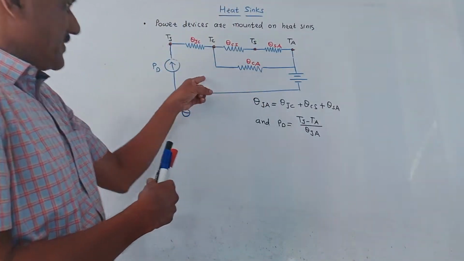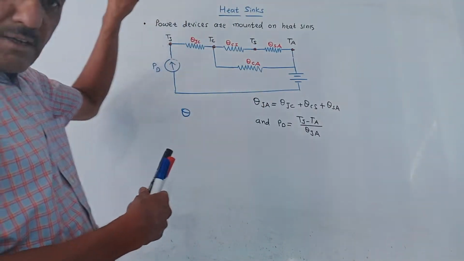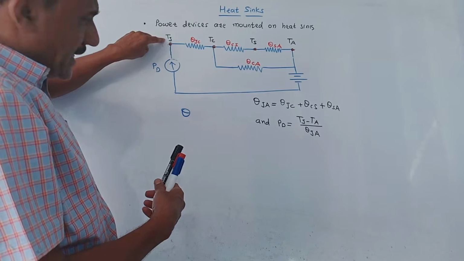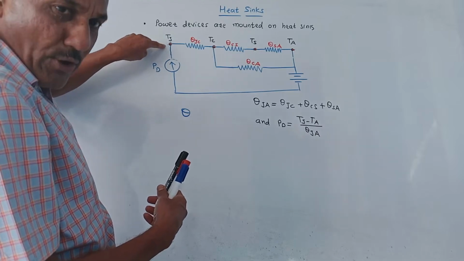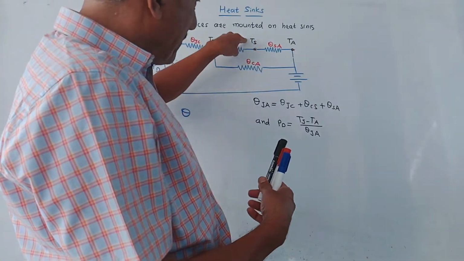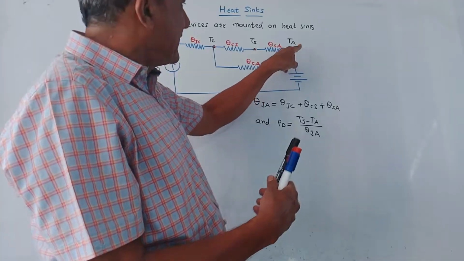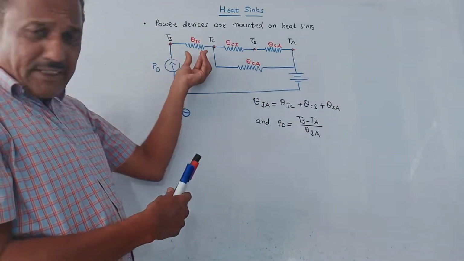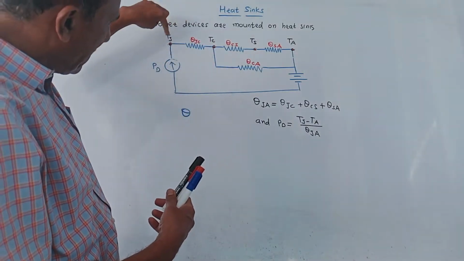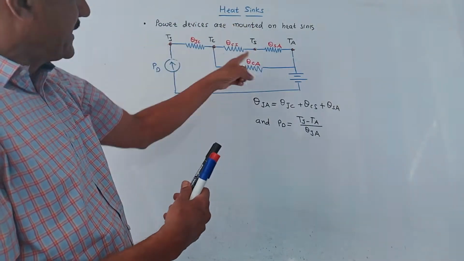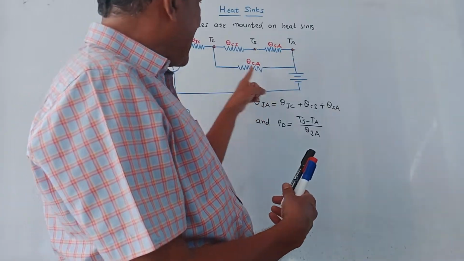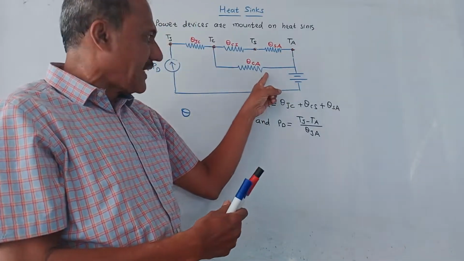This is the equivalent circuit which represents the power device mounted on the heat sink. Different points are shown. Tj is the temperature at the junction. This is the case point. This is Ts, the temperature at the sink, and this is Ta, the ambient or air temperature. Theta represents the thermal resistance. Theta Jc is the thermal resistance between junction and case. Between case and sink, it is theta Cs. Between sink and ambient, it is theta Sa.